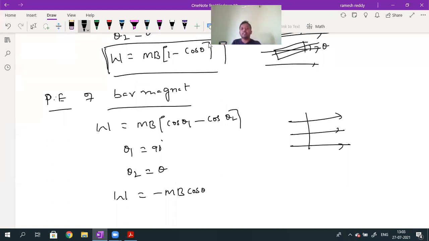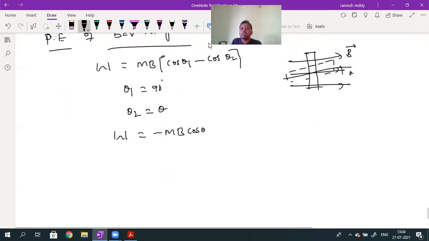Initially it is perpendicular to B bar. Now you are rotating the bar magnet until the magnetic moment makes an angle theta with B bar. So the work done is minus m into B into cos theta. This work done is stored in the form of potential energy. The potential energy U will be given by minus m into B into cos theta. This is the expression for the potential energy of a bar magnet.